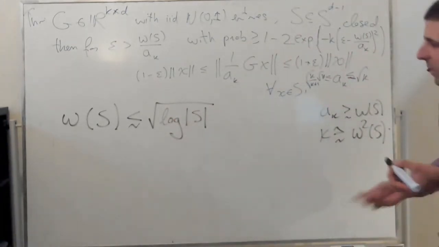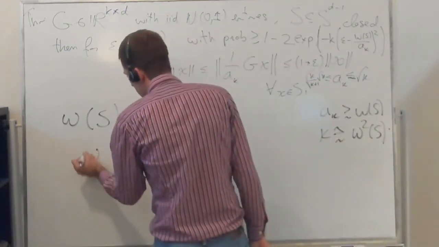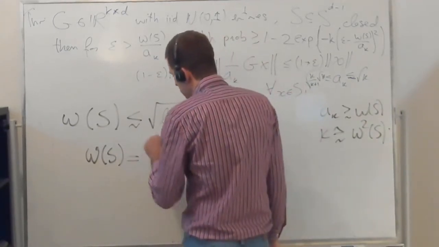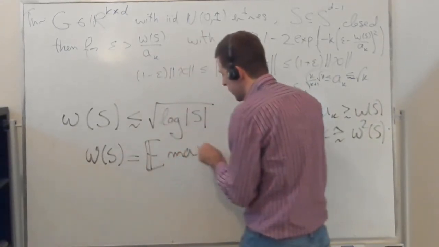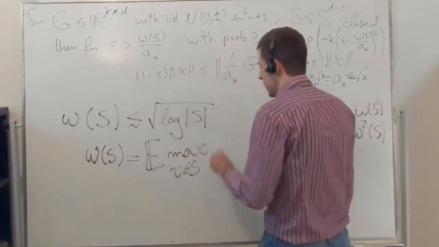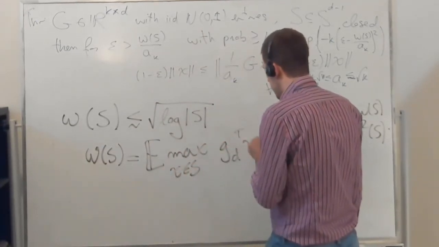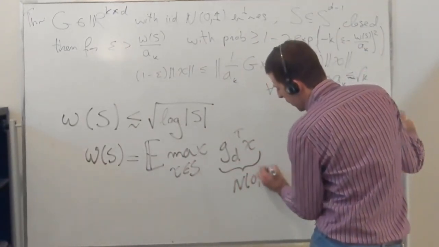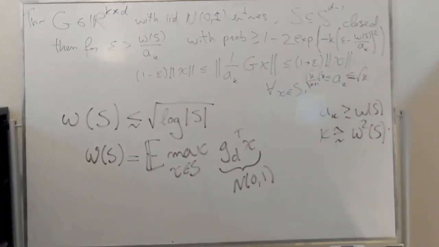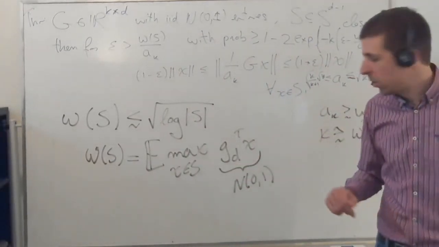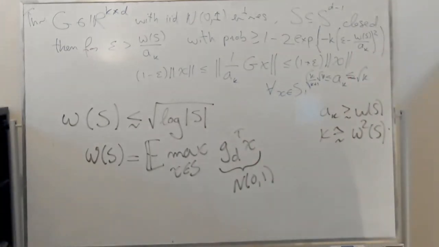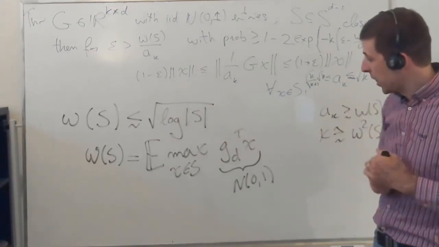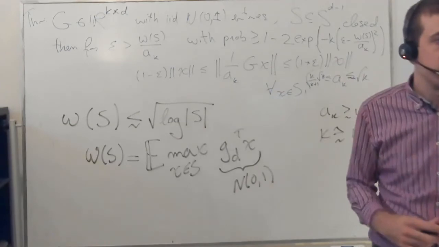And why is this true? Okay, this is easy to see. Because the Gaussian width of a set S is just the expected value of the max over x in S of g_d transpose x. But for every one point, this is a Gaussian 0, 1, because g_d is a standard d-dimensional Gaussian and x is a norm 1 vector, so their inner product will be a one-dimensional standard Gaussian random variable.